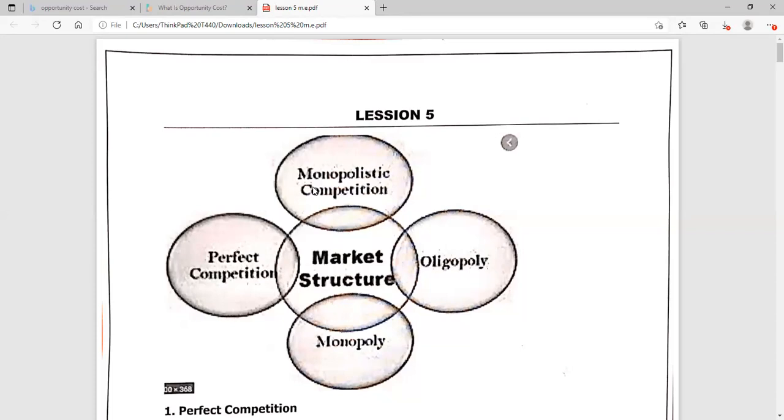I will allow my very good students to take us through the characteristics of these market structures. So let's start with the perfectly competitive market. What are the characteristics of the perfectly competitive market?